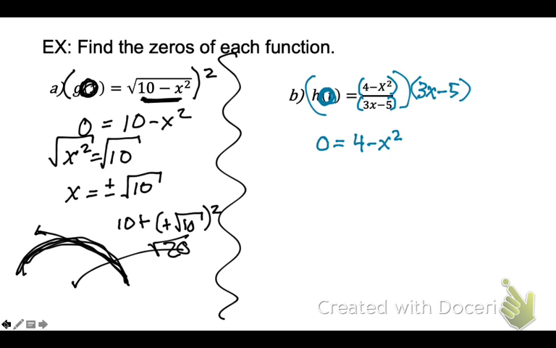Okay, so now I'm going to add x squared. Equals 4, and then what? Square root, not square it. So x equals what? Plus or minus 2. Now, there's a big difference. We didn't square it, did we? We took the square root. So probably both of them work, don't they?